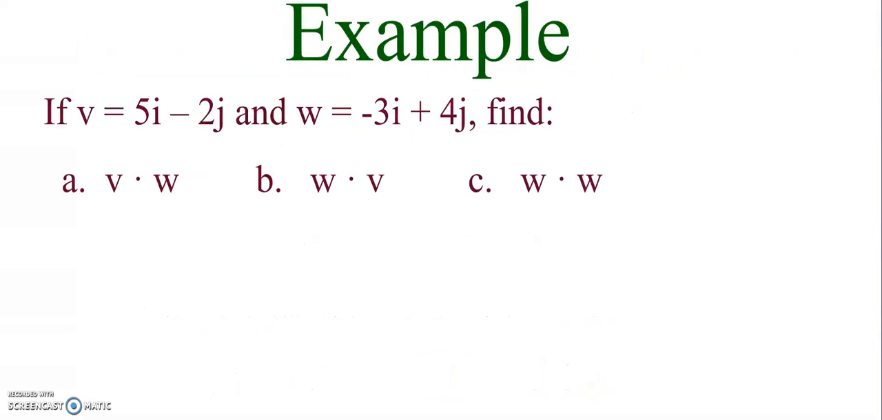So I want you to find the dot product. If you're given v is 5i minus 2j, w is negative 3i plus 4j, I want you to find v dot w, w dot v, w dot w. Pause the video, unpause when you're ready to check.